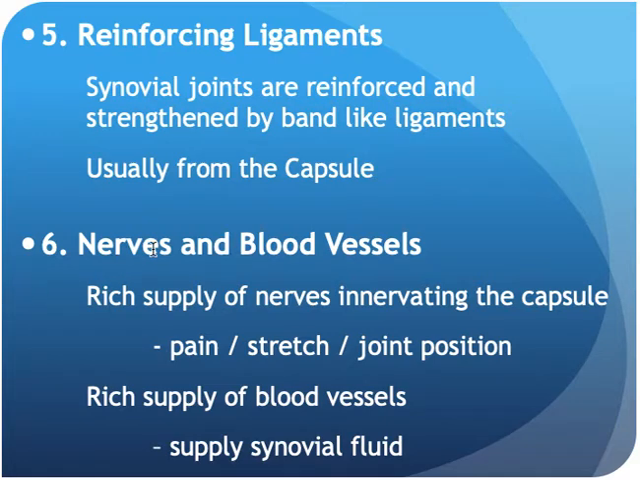And then number 6 was that we have nerves and blood vessels. We have a rich supply of nerves innervating the capsule. So we have pain ones, stretch ones, and joint position ones. We're sending a lot of information to our brain to tell it what our body is doing at any particular time, and to help us prevent further damage to structures if we're moving in improper ways. We also have a rich supply of blood vessels, and this helps supply us with that synovial fluid to keep those surfaces nice and healthy.